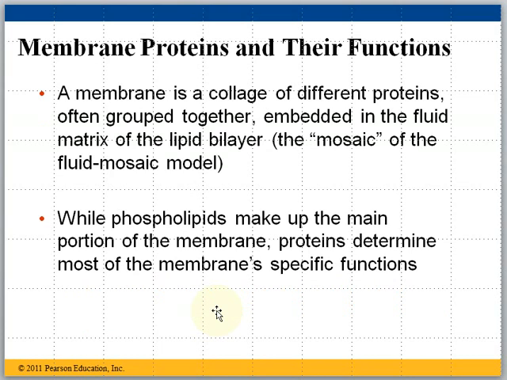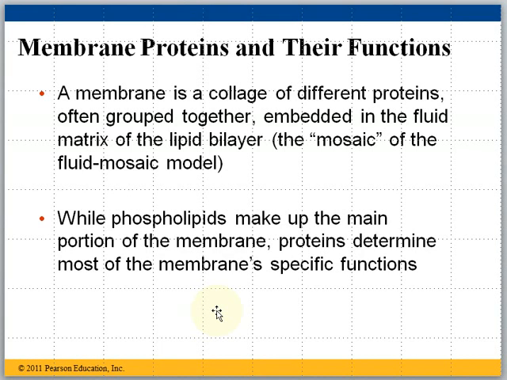Other than these fatty acids, the phospholipid bilayer, the other major portion of the membrane is the proteins that are embedded in it. And there's a wide variety of proteins that we're going to talk about, and this makes it the mosaic that we talked about, because a mosaic is made up of a lot of different pieces, maybe different broken colored tile and things like that.